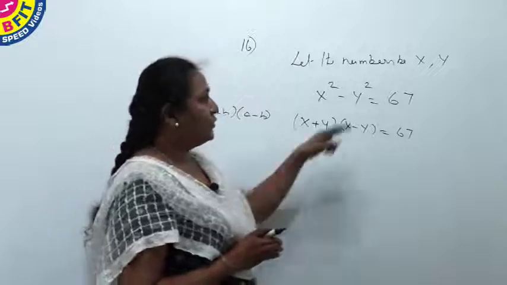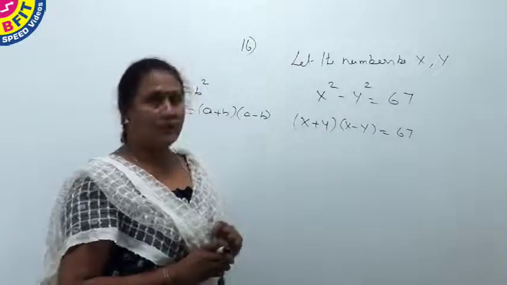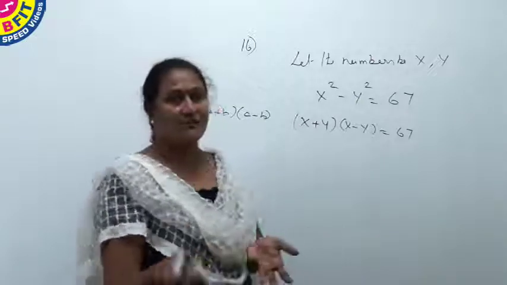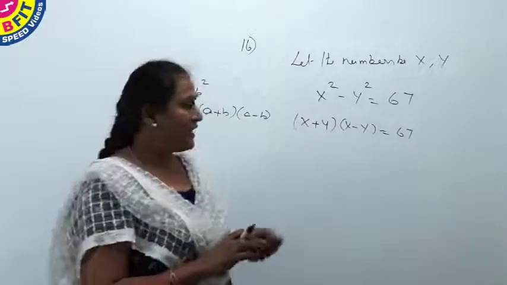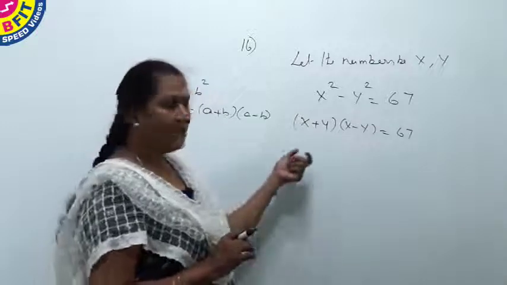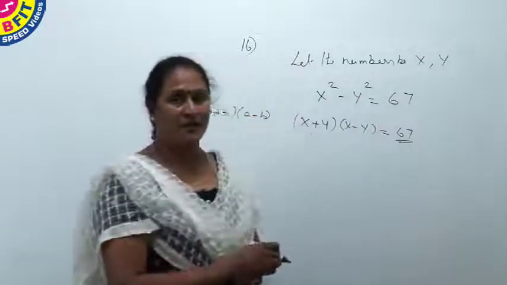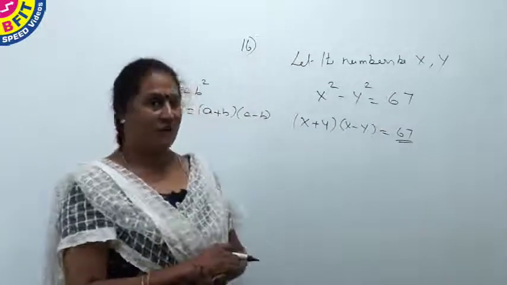Normally for two variables, you need two data to work out. Here we have only one detail. So with one detail, the answer will be cannot be determined. But we have a clue here. So with that we can proceed. The clue here is 67 is a prime number. So what is a feature of a prime number?